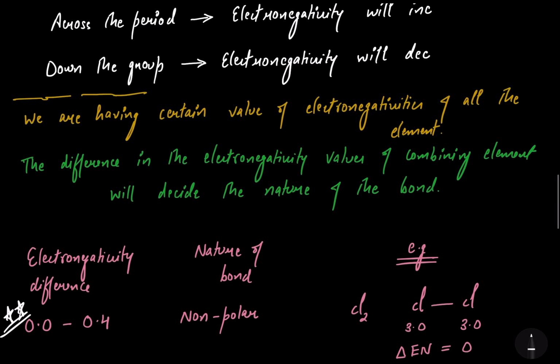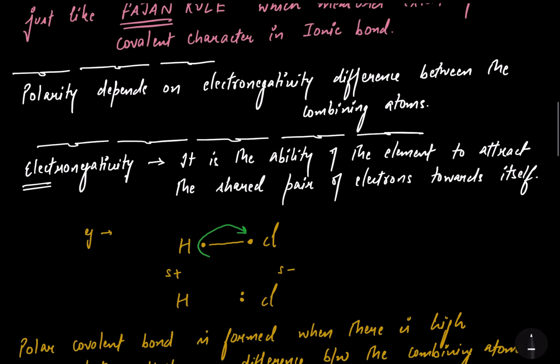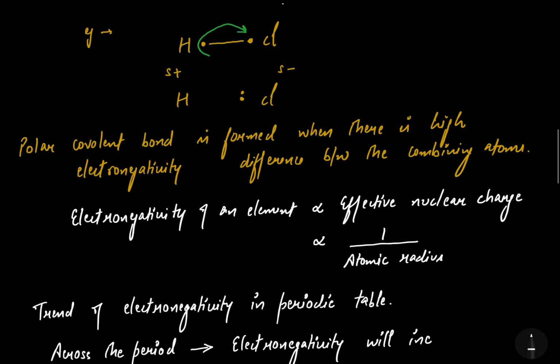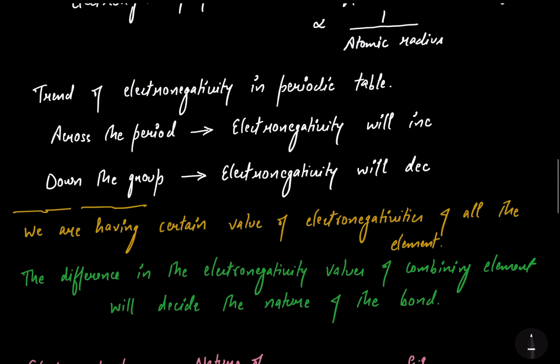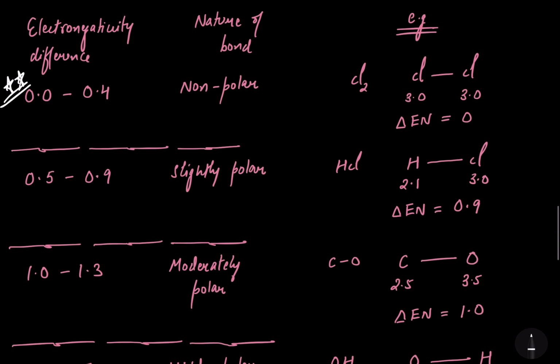The polar bonds were dependent upon the electronegativities, and electronegativities were dependent upon the effective nuclear charge and the atomic radius. Then the extent of polarity was dependent on the electronegativity difference of the combining elements. More the electronegativity difference, more ionic character will be there, or more polar bond will be there. If the electronegativity difference is negligible or nearly zero, then that bond will be non-polar or pure covalent bond with a 100% covalent bond character.